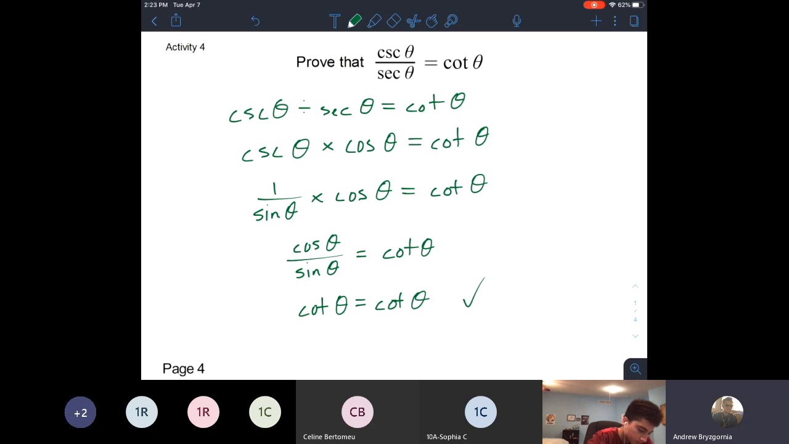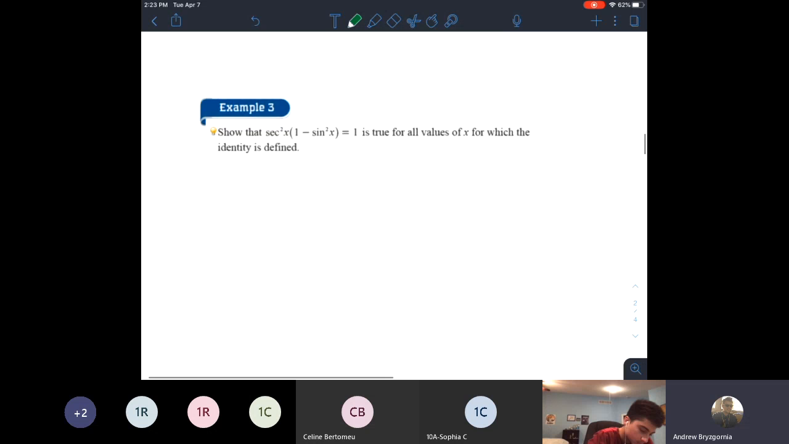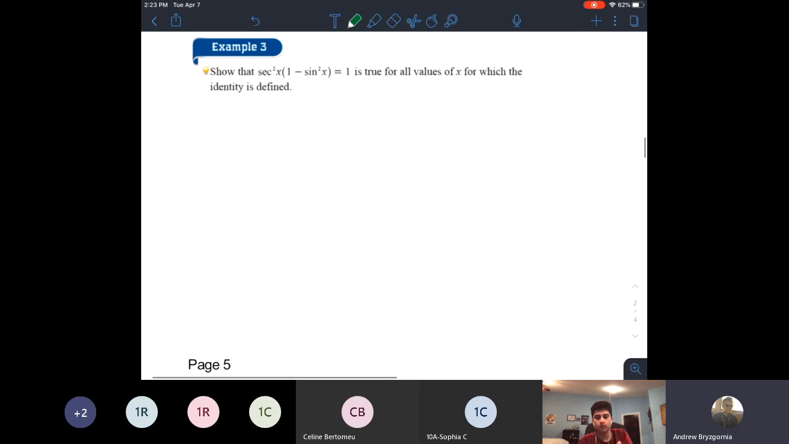Okay, if it's all right with everyone, I'm going to move on to the next one. So I talked about this when we did the Pythagorean identities, that this is where it can be useful as well. So I'm looking at this one: secant squared times 1 minus sine squared equals 1.